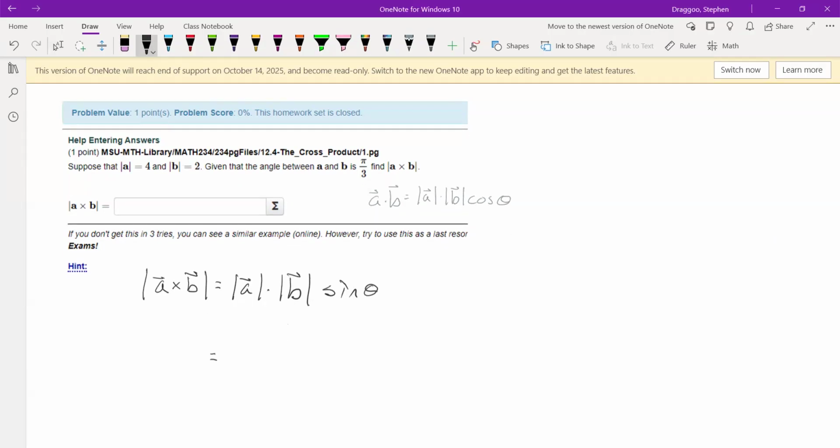But then all we've got to do is plug that stuff in. This is 4, that is 2. And then I need the sine of pi over 3, which if you recall back to your trigonometry class, sine of pi over 3 is root 3 over 2. And then I suppose I could simplify that a little bit, call it 4 square root 3. But I don't think we need to mess with that answer any further than that.